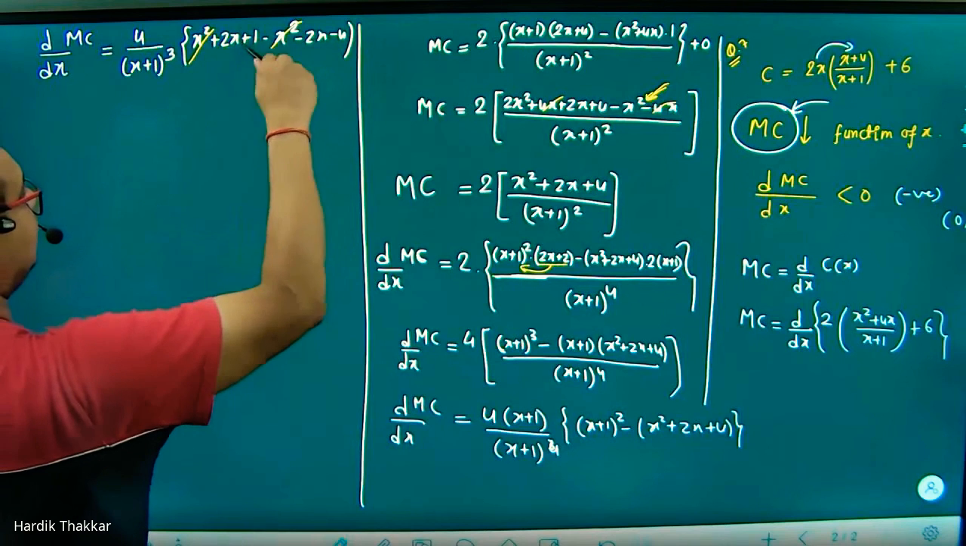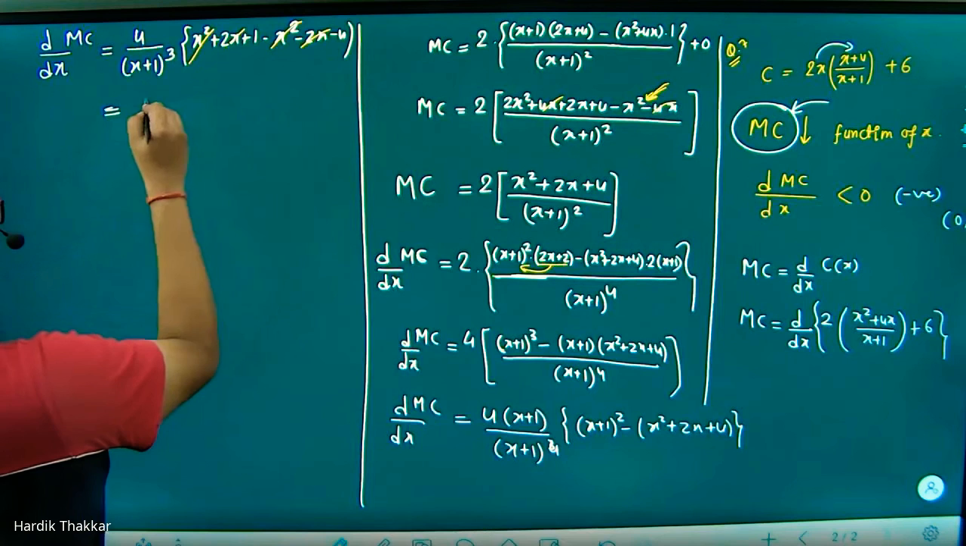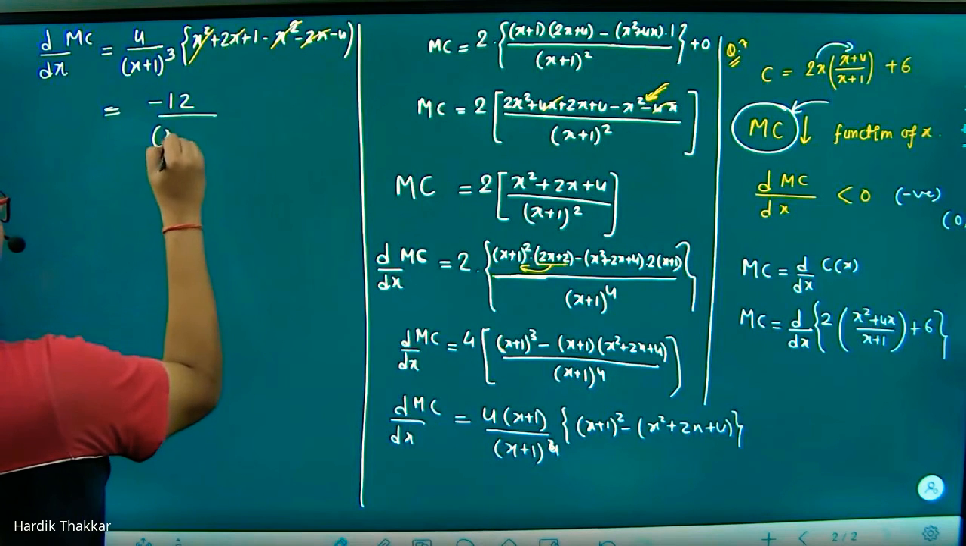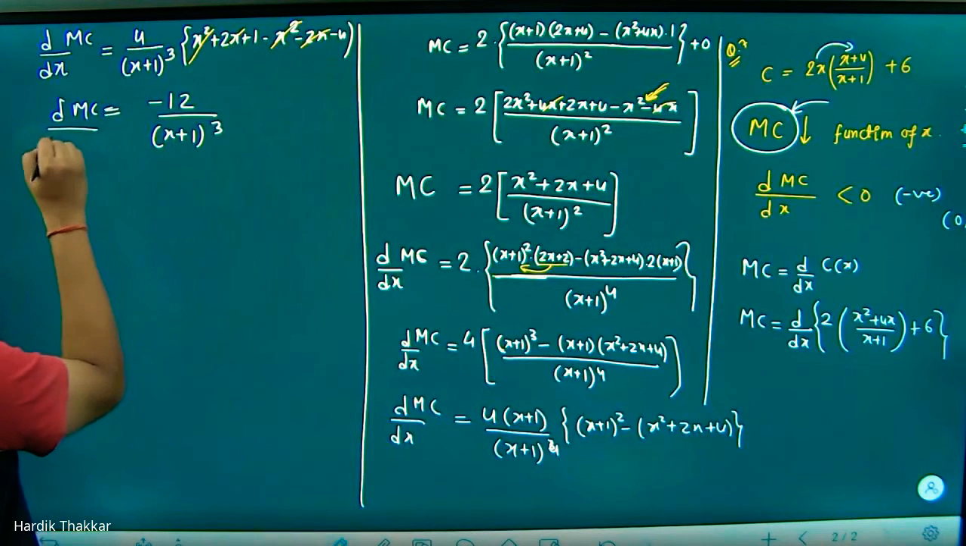These two terms will cancel, and you'll get a negative sign. So it is minus 3. Minus 3 fours are 12 upon x plus 1 whole cube. So how many of you are getting this result?